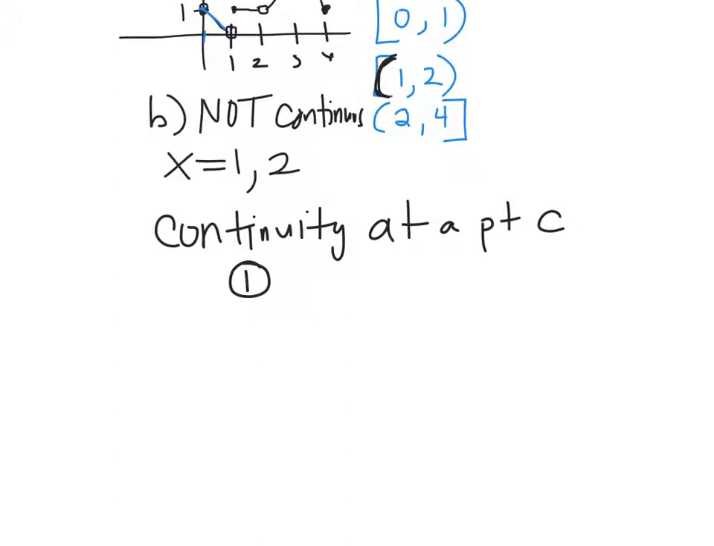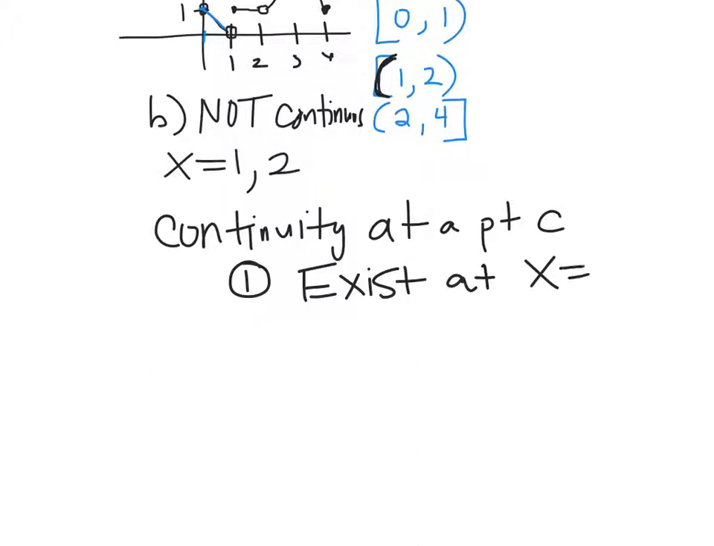Okay, here we go. Continuity at a point C has to follow 3 things. Number 1, the function must exist at x equals c. You have to exist there.